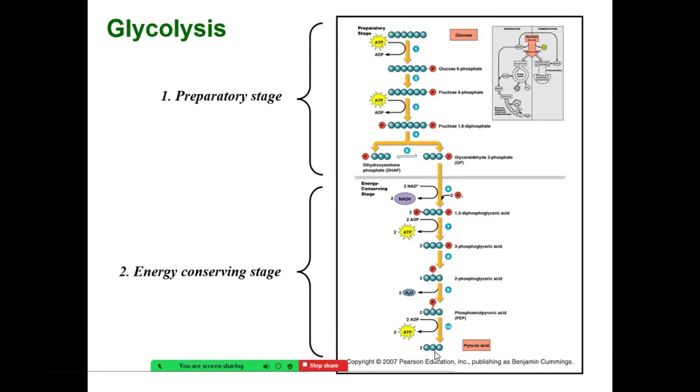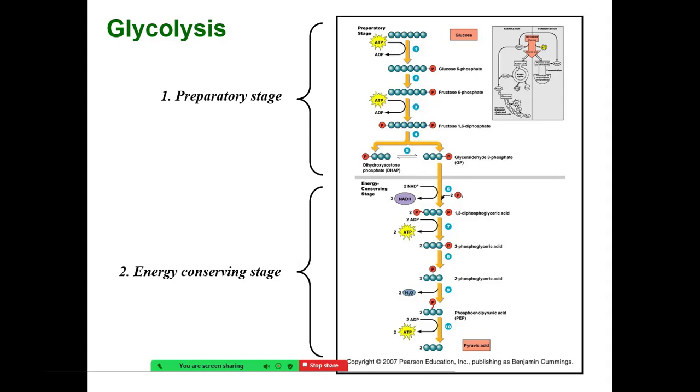Pyruvic acid is a three carbon molecule. Glucose is a six carbon molecule. So you make two pyruvic acids during glycolysis when you're using glucose. Any question about any of that?